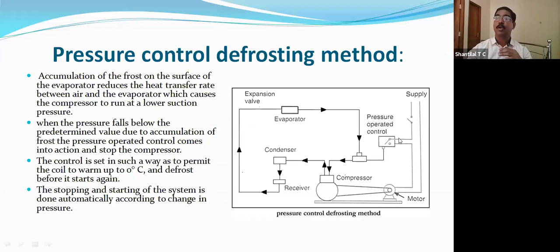Once the pressure drops below the limit, this pressure control switches off the system. Once the system is switched off, the evaporator temperature increases. By that increase of temperature, the frost melts. By this method, we can defrost. This is known as the pressure control defrosting method.